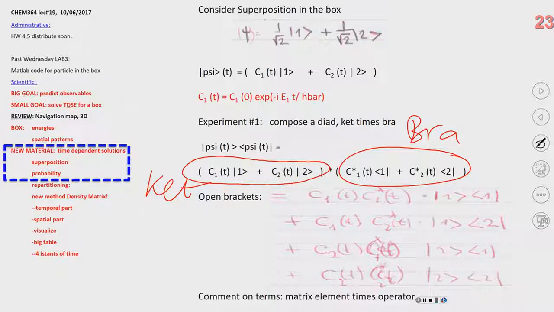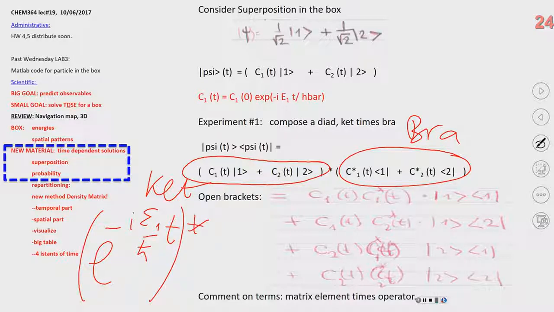What does star mean? Complex conjugate. Yes. Thank you for helping. So what do we observe if we apply this complex conjugate to an oscillating exponential? If you have e to the minus i energy number 1 over h bar t, if you do complex conjugation, what do we get? Complex conjugation of evolution, of propagation forward in time.